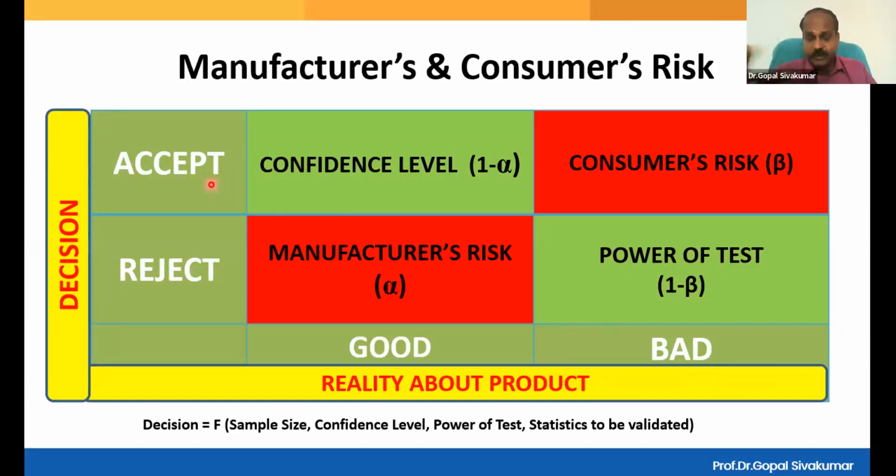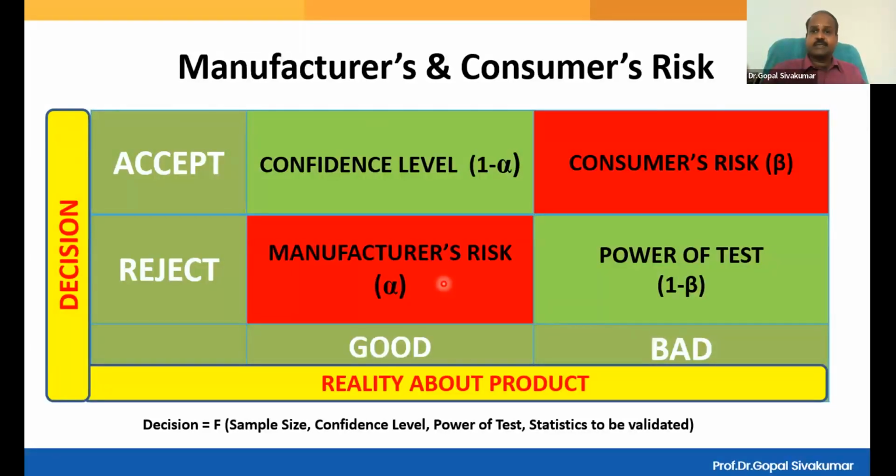Probably in the next week, we will be going deeper into those aspects. So you design them in a way that a good lot is accepted as good lot at least 95% of the time. This is called confidence level. So when manufacturer's risk is alpha, confidence level is 1 minus alpha. The manufacturer's risk in hypothesis testing is known as level of significance, right?